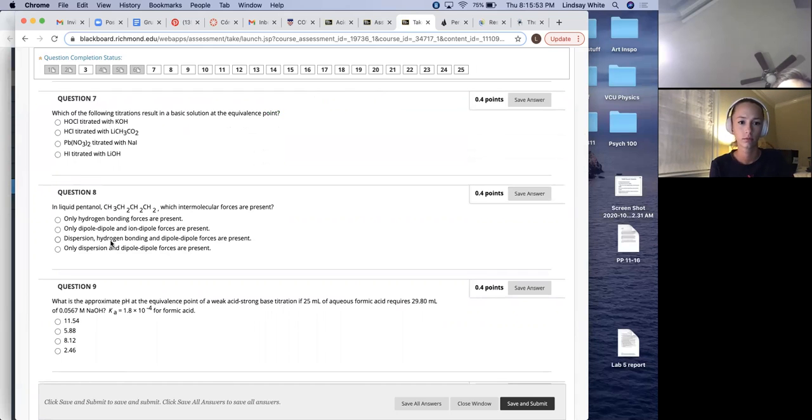Results in basic solution at the equivalence. If it's a basic solution, it means that we need a strong base, right? Yeah. Okay, so it's not going to be B. Yeah, it's not. HCl. Isn't HI a strong acid too? It's a strong acid, yeah. So it's not going to be B or D.